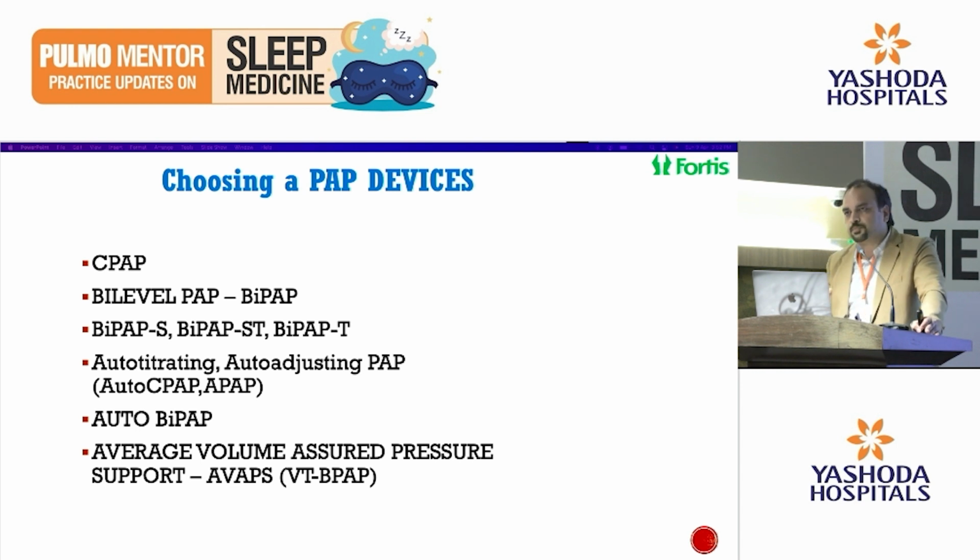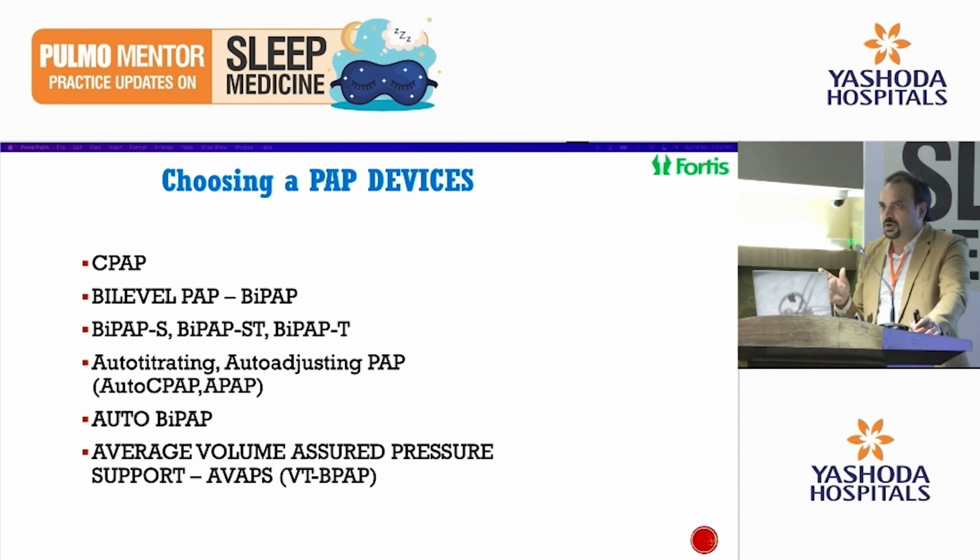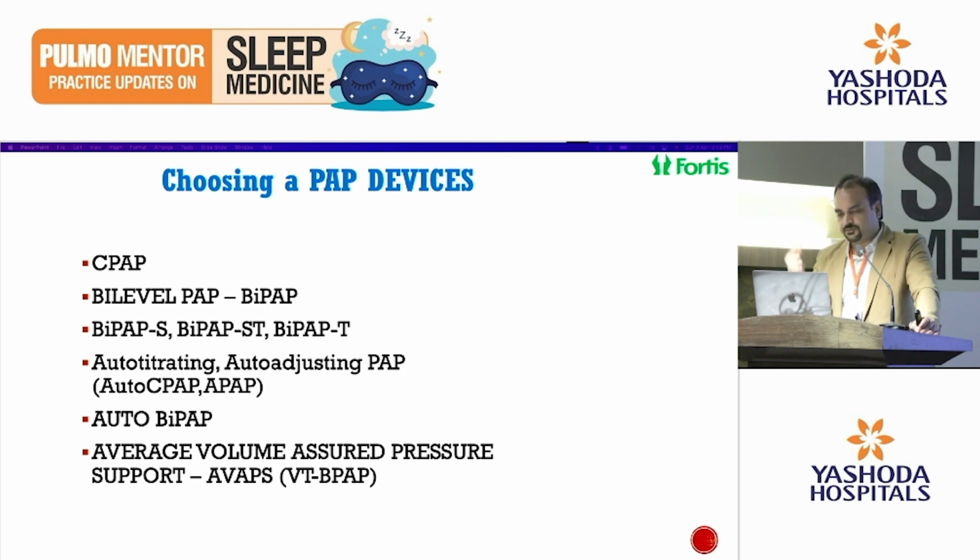And how to choose your PAP devices? When you go into the market and see, even at the workshop, there are multiple types of devices, starting from continuous PAP therapy to bi-level PAP therapy, which is BPAP, or the brand name BiPAP. Then you have different modes in BiPAP, that is S spontaneous, ST spontaneous and time triggered. Then you have auto titrating devices, or auto CPAP and auto BiPAP. Then you have AVAPs or VT BiPAPs, which is average volume assured pressure support.